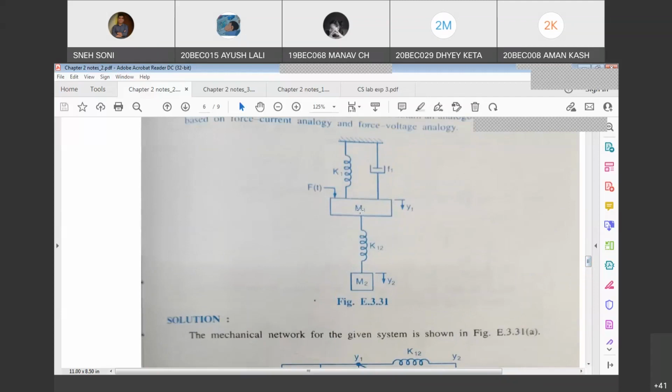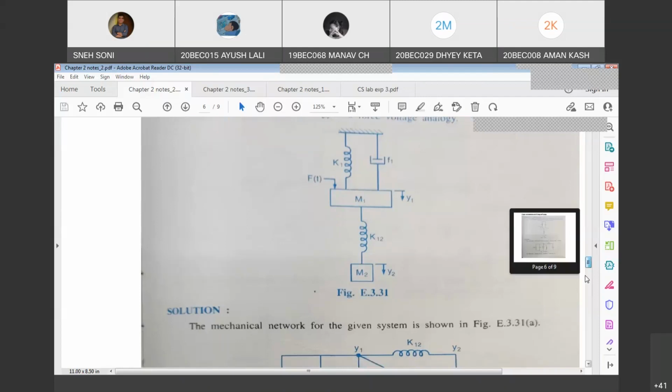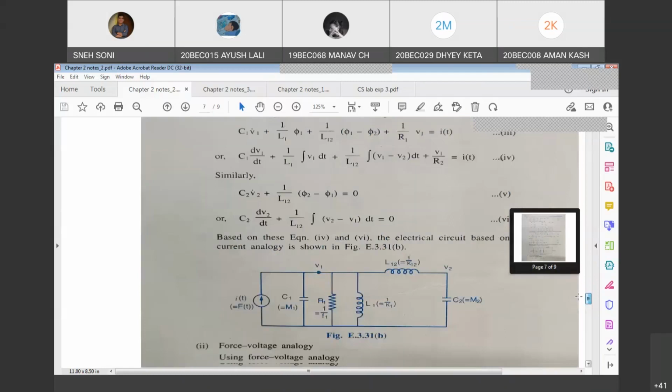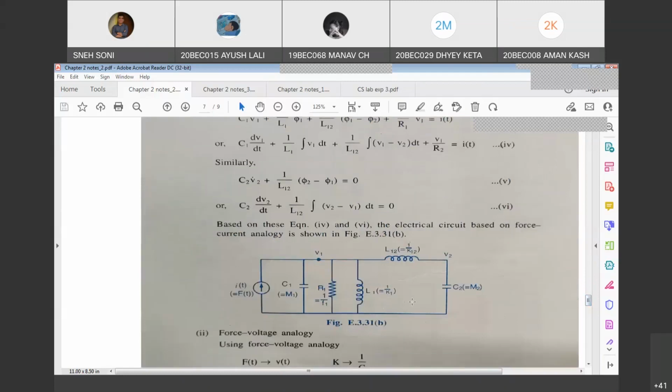We have to consider all the components connected with M1 when writing the equation for M1, and it equals F of t. There is no direct force applied on M2, so you write equals 0, and you consider the components directly connected with M2 in the equation of M2. After deriving the correct differential equations, you replace them with corresponding terms, either for force voltage or force current. These were the steps, and I have also taught you the shortcut. If you do not have the correct differential equations, but you have drawn the nodal diagram correctly, you can draw the force current analogy and force voltage analogy circuit straight away.